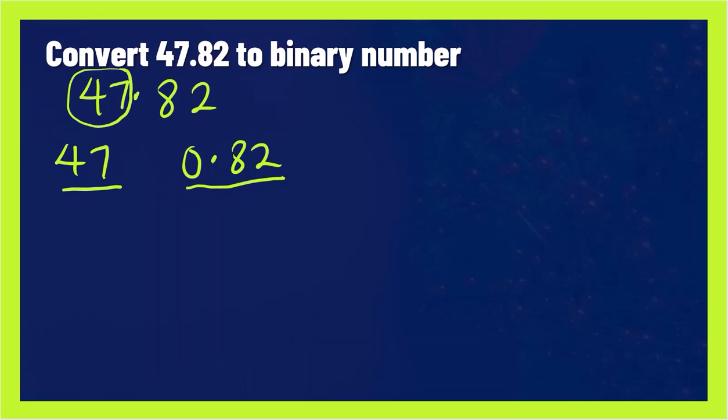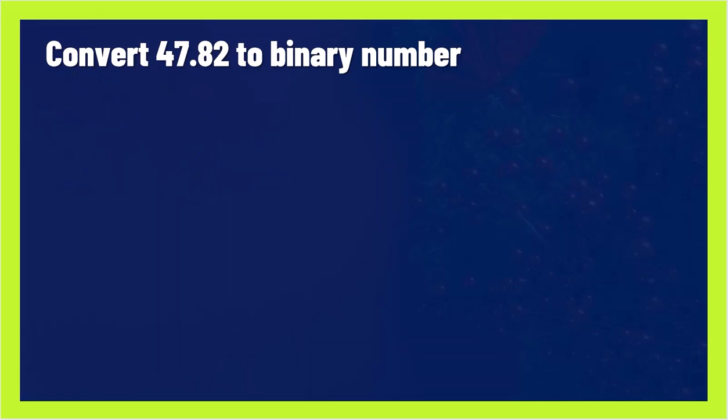So let's look at how to do all of this. It's going to be very easy. Okay, so we start with the 47 now. So put a 47 down, then draw your line like this, and you're going to divide repeatedly by 2. Okay, so for the integer part, if you're going to convert the integer part to binary, you divide repeatedly by 2. Okay, so let's start.